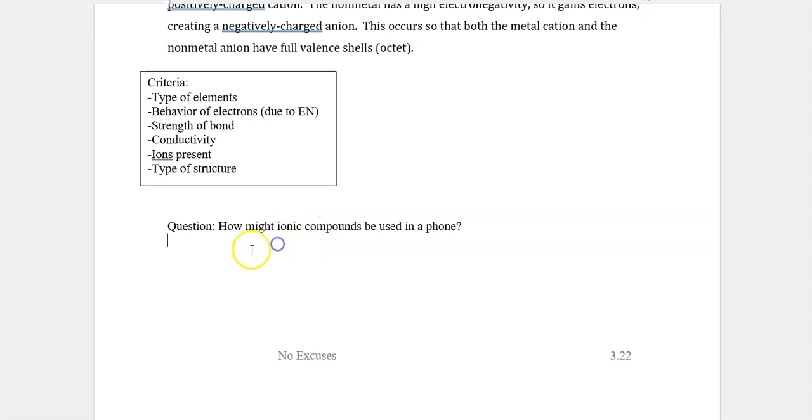So how might ionic compounds be used in a phone, do you think? Remember, that's what we started this unit with. We looked at some pictures of phones, or maybe you threw yours on the ground before I was able to stop you, and you looked inside. So what do you think ionic compounds might be doing in a phone? Go ahead and pause. Discuss about it for a while. Can you make any guesses?